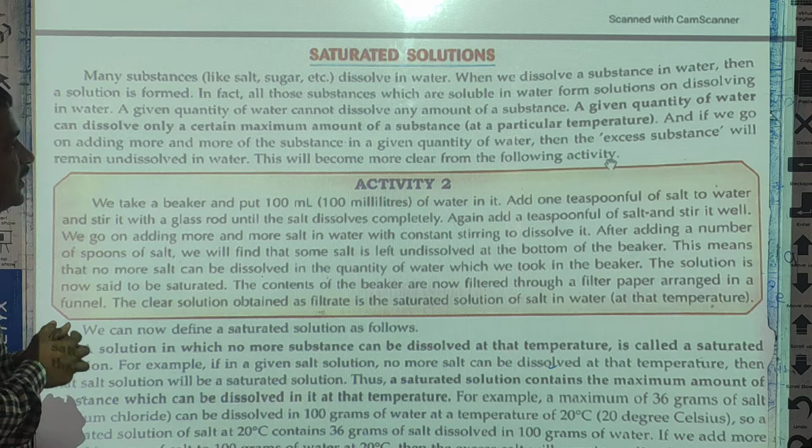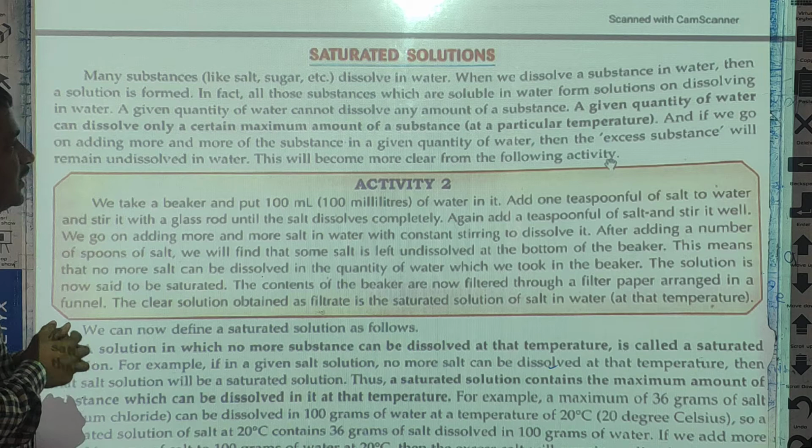A saturated solution contains the maximum amount of substance which can be dissolved in it at that temperature. Here one example is given. A maximum of 36 grams of salt, meaning sodium chloride, can be dissolved in 100 grams of water at a temperature of 20 degrees Celsius.